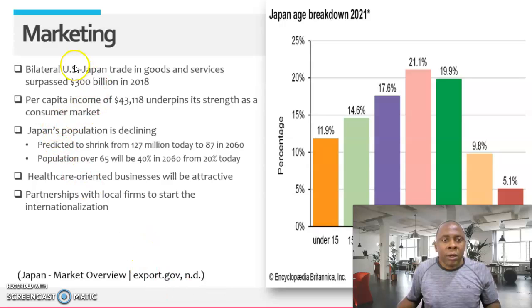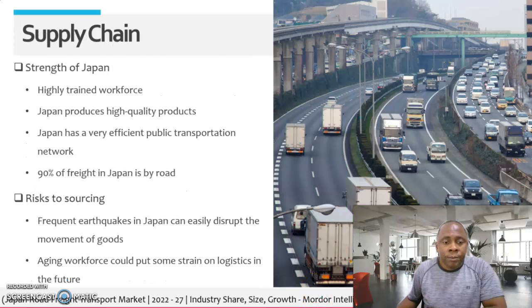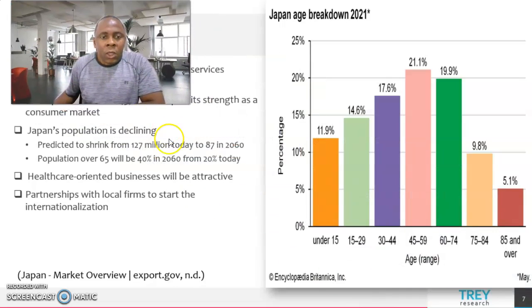Marketing. Bilateral US-Japan trade in goods and services surpassed $300 billion in 2018. And per capita income of 43,000 underpins its strength as a consumer market. So Japan's population has been declining over the years, with a predicted shrink from 127 million today to 87 million in 2060.